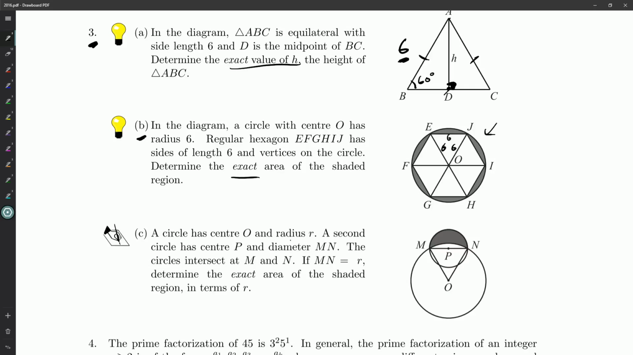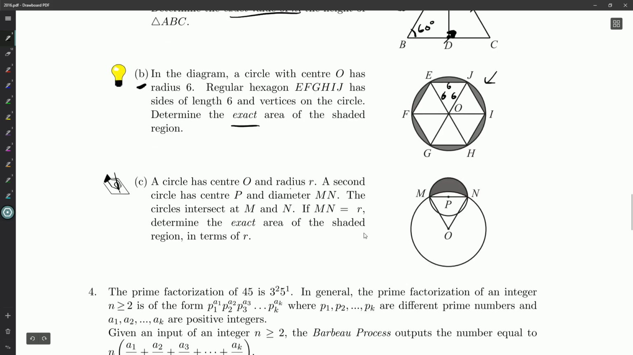It's about 19.5. The only reason I really did that double check with the calculator is just to make sure that it was a positive area. Okay. All right, now we've got C part left to go here.